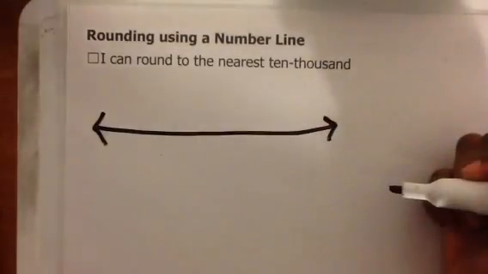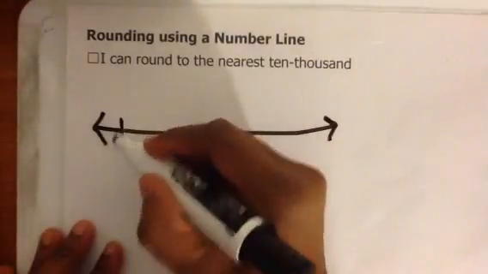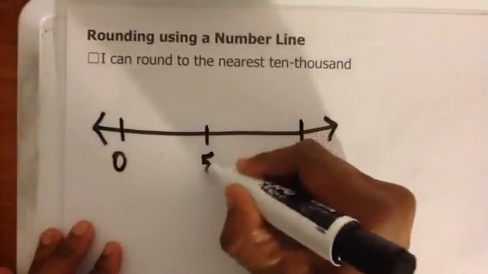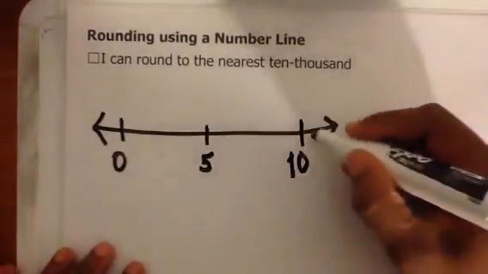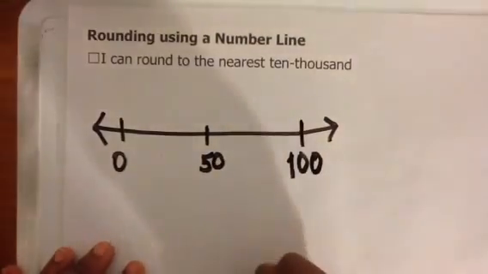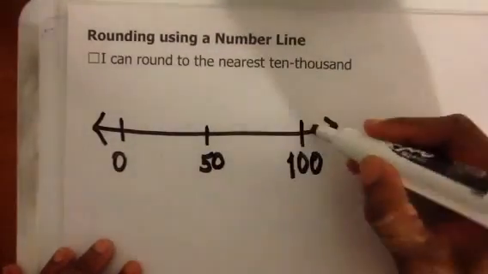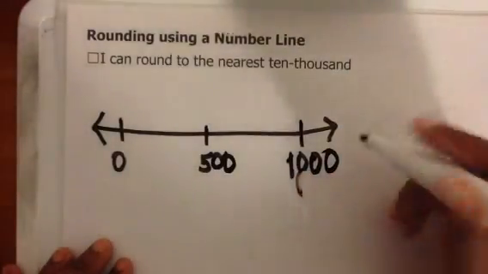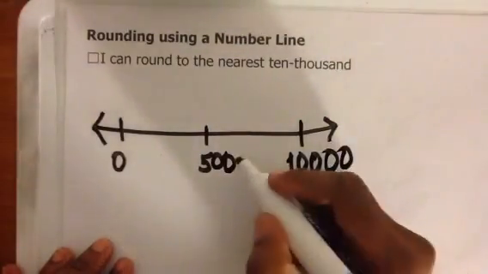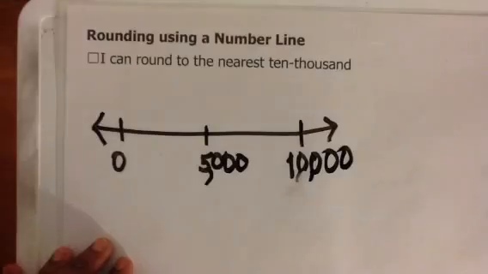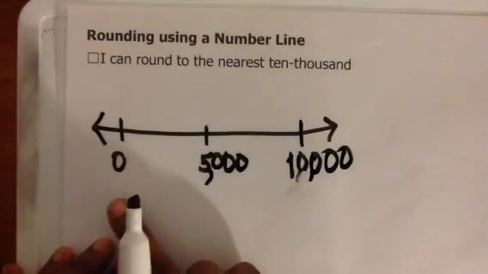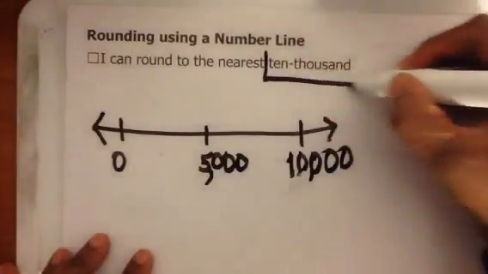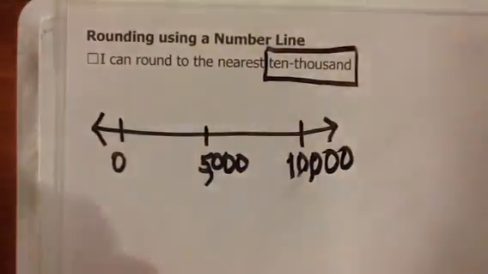You already know something that's going to help you round to the nearest 1,000. You know that halfway between 0 and 10 is 5. Halfway between 0 and 100 is 50. Halfway between 0 and 1,000 is 500. And halfway between 0 and 10,000 is 5,000. Knowing that halfway between 0 and 10,000 is 5,000 is going to help you when you round to the nearest 10,000.